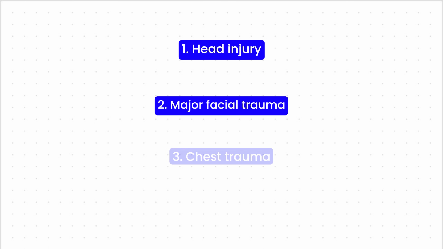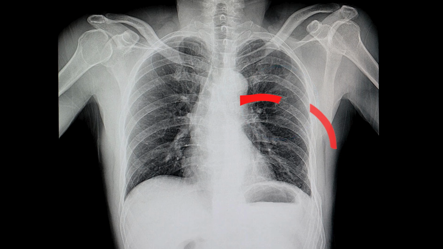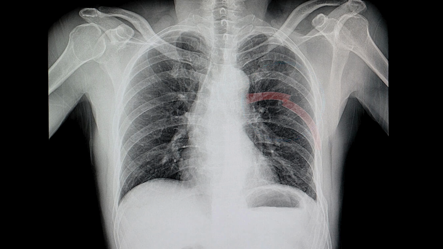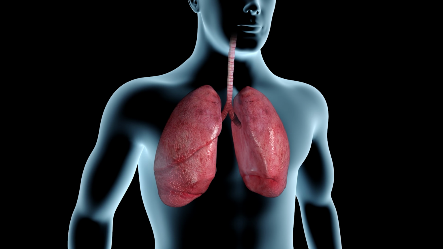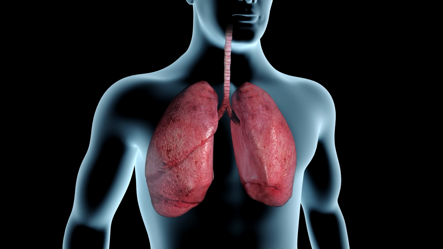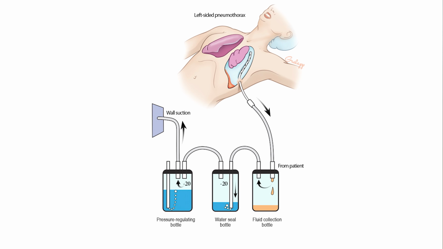Third, there was chest trauma. Broken ribs are extremely painful, and that pain often keeps people from taking deep breaths. Over time, those areas of the lungs that aren't fully expanding become high risk for infection and pneumonia. In severe chest trauma, we also worry about lungs bruising or even collapsing, which, as you can imagine, is an emergency situation and requires placing a chest tube.